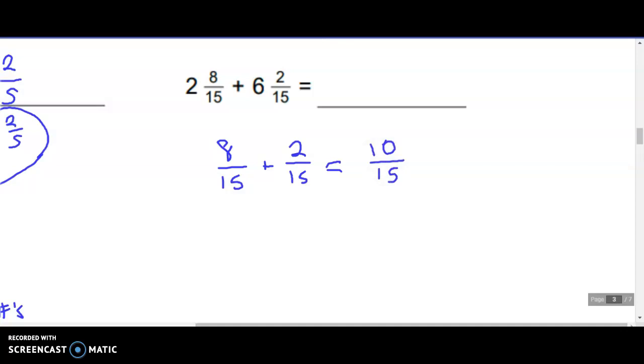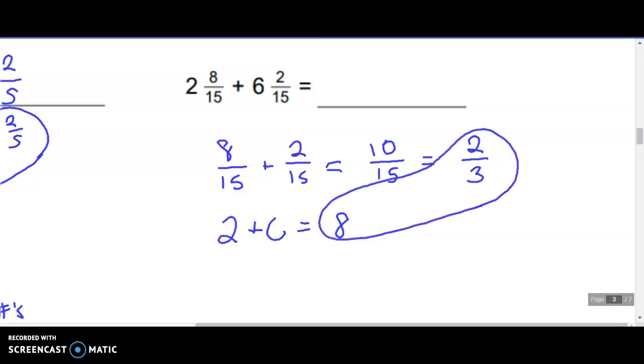So we're fine, but we should reduce. What does 10/5 reduce to? It reduces to 2/3. And then we do our whole numbers. 2 plus 6 equals 8. We put it together, and we get 8 and 2/3 as an answer.